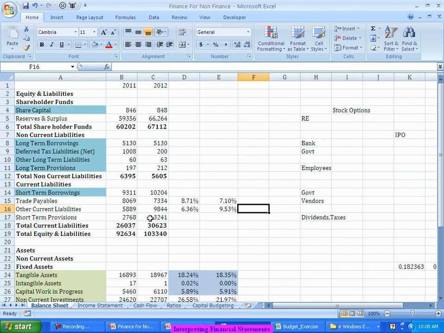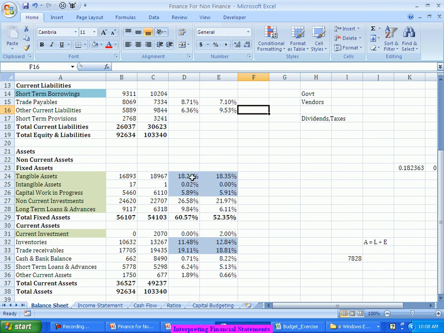Otherwise, what we see is hardly a 1 or 2% difference across the various years, which means the same percentages I can use for prediction purposes for the later years. If all these percentages are more or less the same, I can put this as the percentage for next year. Percentage of total assets. So the moment I can forecast the total assets for the next year, the breakup is already known. That's how the typical predictions happen when people create financial models or budgeting exercises. Right?